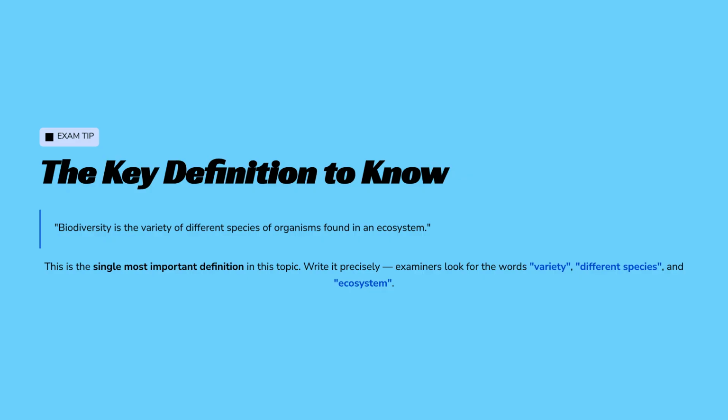Here is the golden definition for your exams. Biodiversity is the variety of different species of organisms found in an ecosystem. Using this exact phrasing is key to securing full marks.